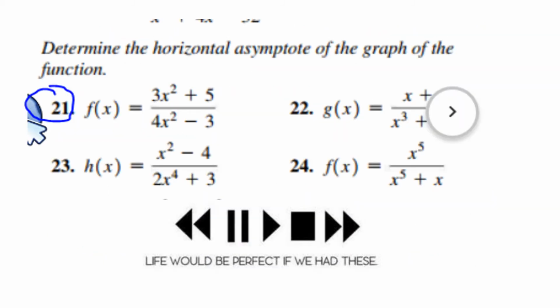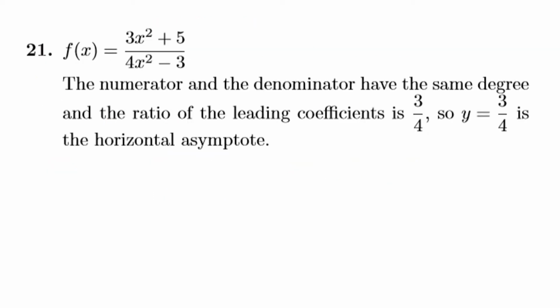So let's determine the horizontal asymptotes of number 21. Everybody look at it, pause, and we'll think about it and see what happens. Let's see how you do. So the numerator and denominator have the same degree, and so if I take the ratio, I get 3/4. That's the ratio of the leading coefficients. So y equal 3/4 is the horizontal asymptote. This is true in general. If they have the same degree, the ratio of the leading coefficients is in fact the horizontal asymptote.